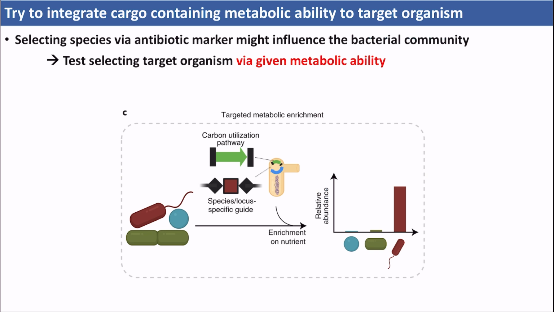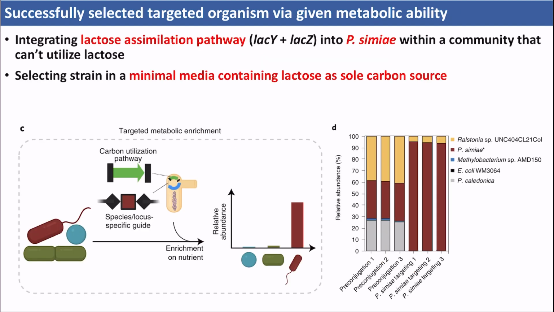Selecting species via antibiotic marker might influence the bacterial community. So we can test selecting the target organism via a given metabolic ability, instead of using the antibiotic to select. They integrated a lactose assimilation pathway into P-strain within a community that can utilize lactose. However, the growth of Ralstonia species was also observed. And we will explain why this happened later.